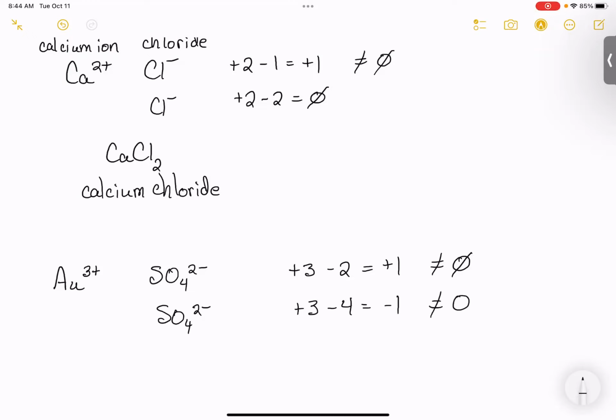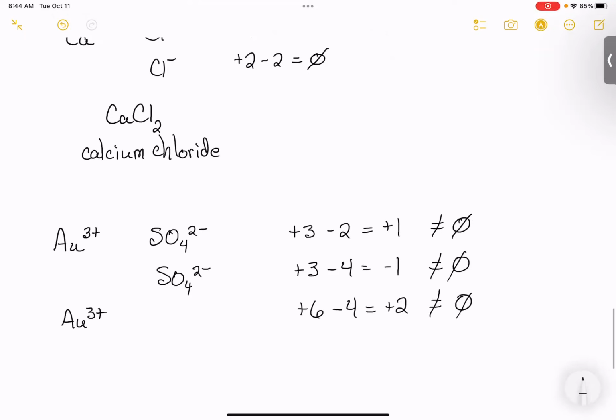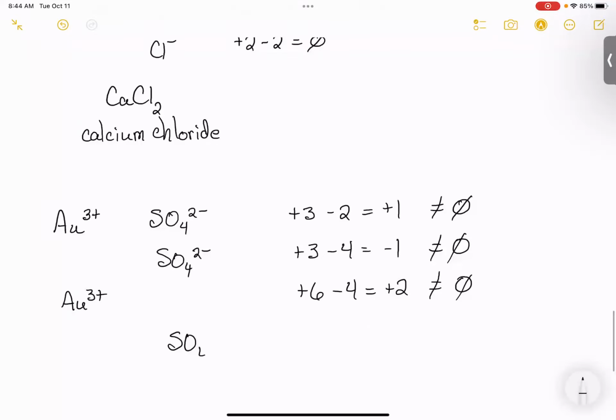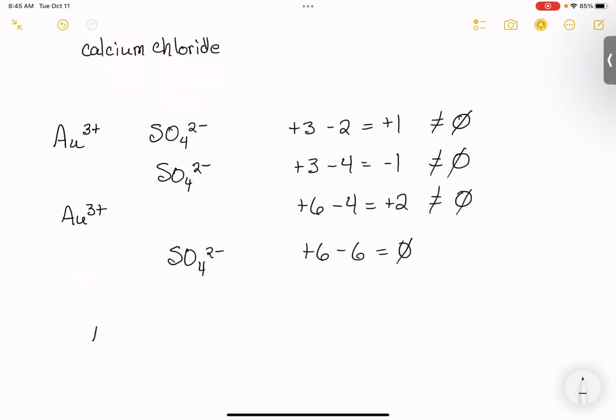So it's still not at charge neutral. So since the cation is in the lowest supply, we'll add another cation. So now we have +6 -4. That equals a +2. So it still does not equal a charge neutral compound. So we add another sulfate to this, and that will be +6 -6. So finally we do equal 0. So in other words, a compound that has Au3+ and SO4 2- in it will require 2 Au3+ ions, and it will require 3 SO4s.